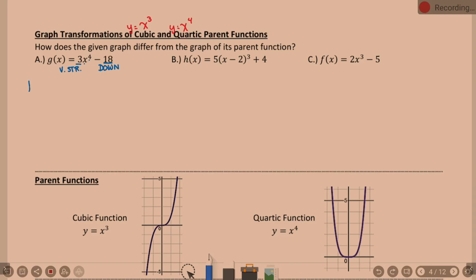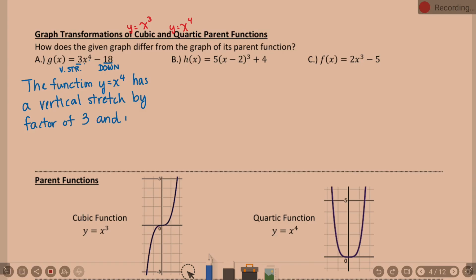Okay. So I'm going to say the function y equals x to the fourth has a vertical stretch by factor of 3 and is translated, is the word I like to use, down 18 units. Okay?